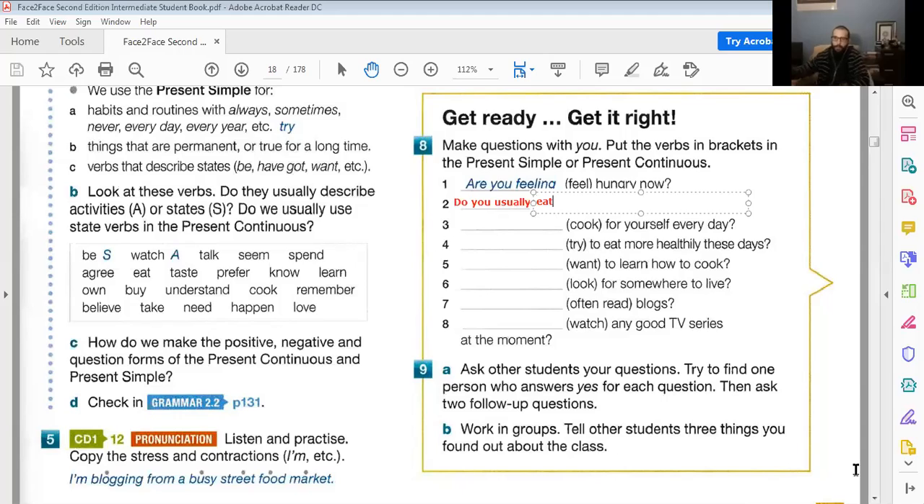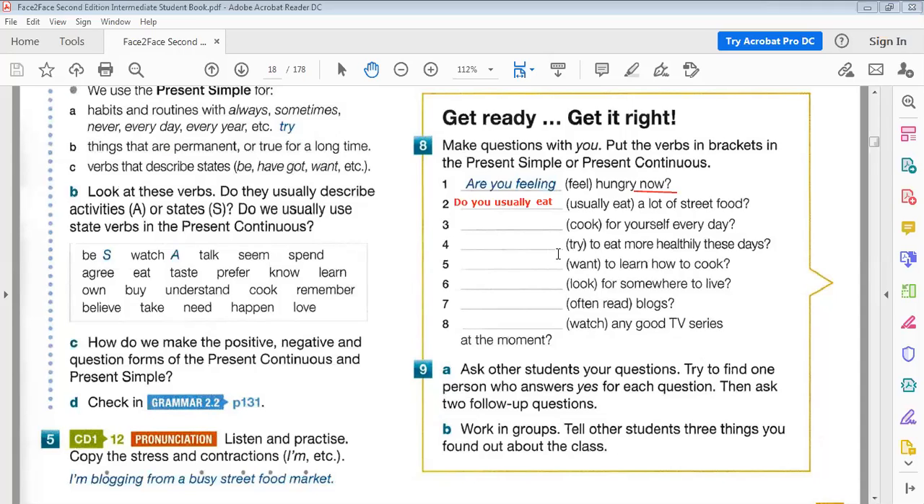Okay. Now, number 3. Where's Hajar? Would you like to do number 3? Okay. Do you cook for yourself every day? Okay. Do you want to change something? Are you cook? Can we say, are you cook?